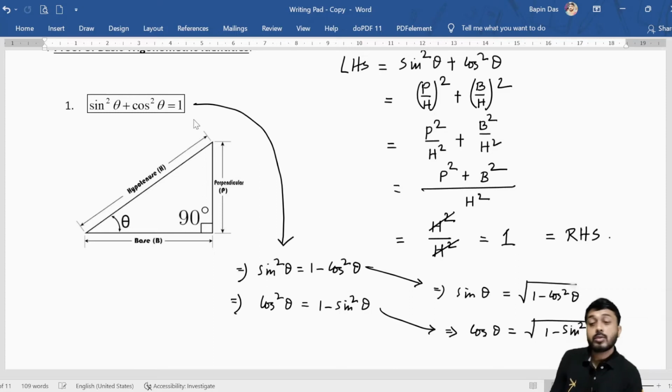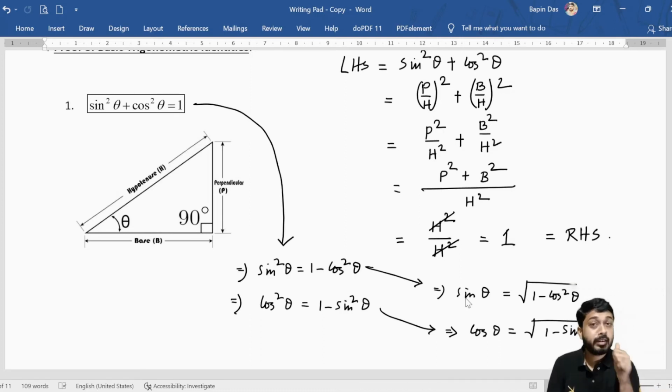So these 5 relations in total are actually the same thing. Keep it in mind. The main thing is what I've kept within the box: sine square theta plus cos square theta is equal to 1. From this you're getting sine square theta is equal to 1 minus cos square theta, or cos square theta equal to 1 minus sine square theta, right? And these are just sine theta and cos theta, taking the square root of both sides of these two relations. That's what I've written here in this portion. All right, so now the first identity is done.